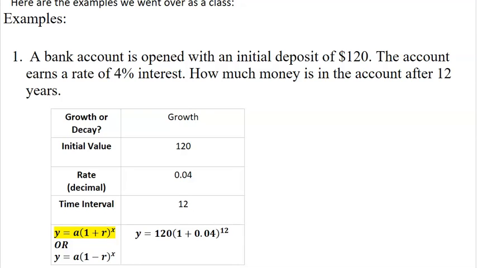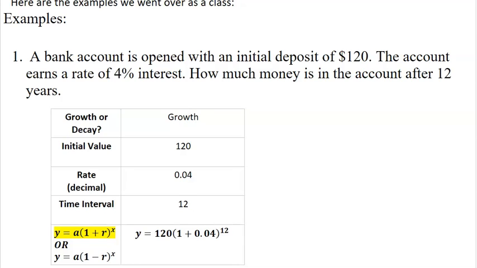So we know that it was growth because we have interest. Our initial value was $120. Our rate as a decimal is 0.04. And our time interval is 12. So when I plug it into our equation, we had y is equal to 120, then in parentheses, 1 plus 0.04 raised to the 12th power.